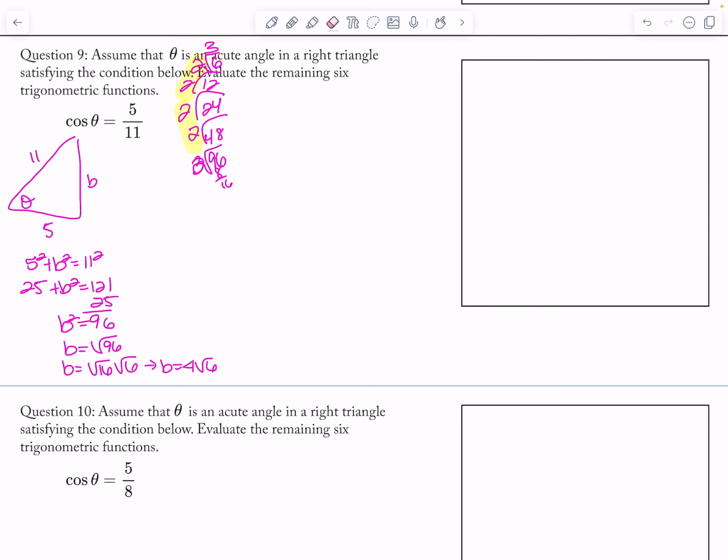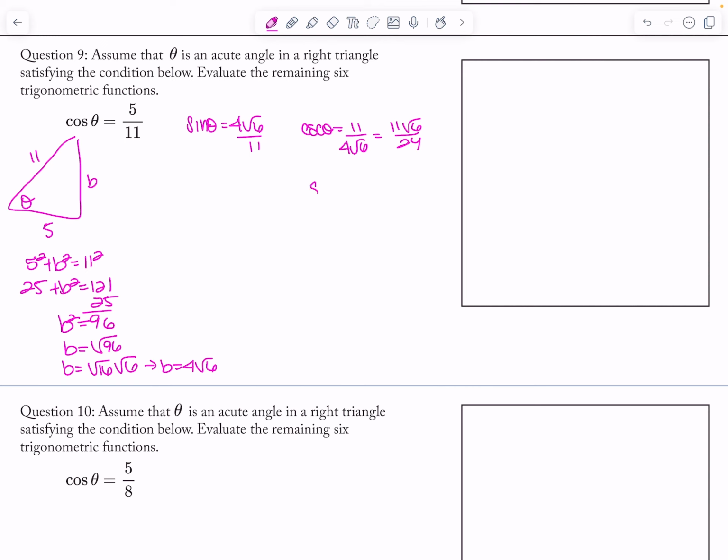Okay. So now I've got to do all the trig functions. Okay. So we did cosine. So sine of theta is 4 root 6 over 11. So cosecant of theta is 11 over 4 root 6. Rationalize my denominator, so I get 11 root 6 over 24.